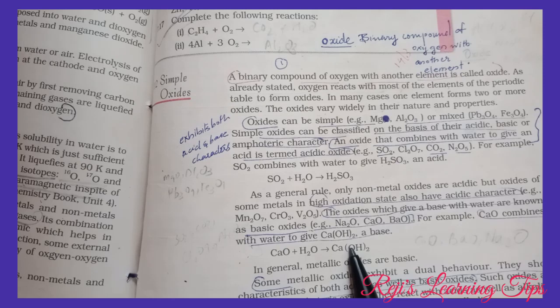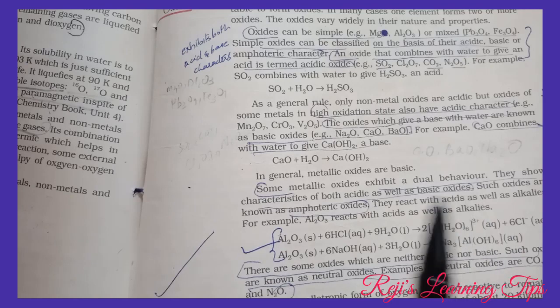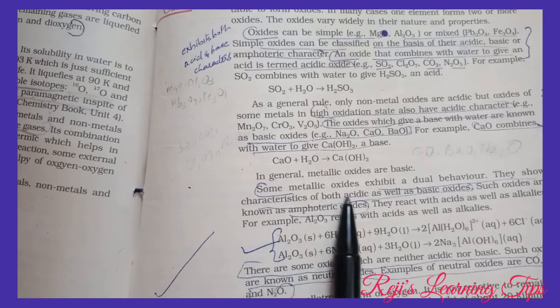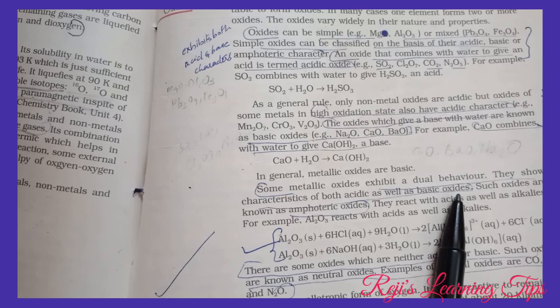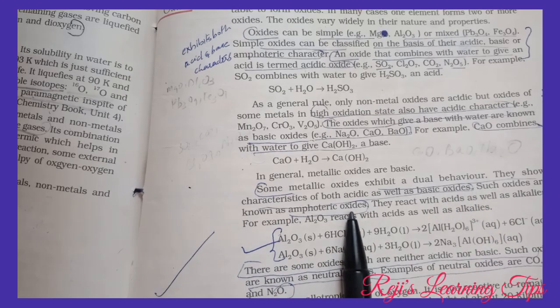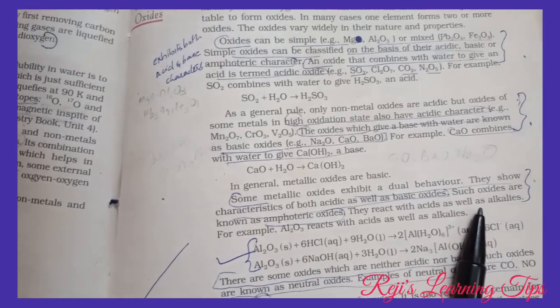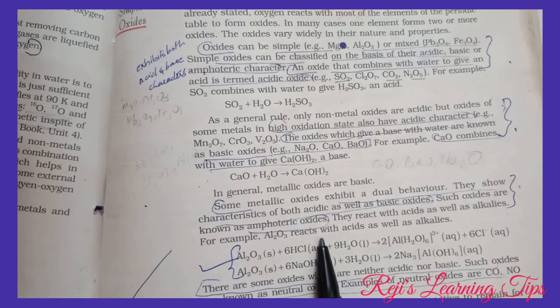So, simple oxides can be classified on the basis of their acidic, basic or amphoteric character. In general, metallic oxides are basic in nature. Some metallic oxides exhibit a dual behavior. They show characteristics of both acidic as well as basic oxides. Such oxides are known as amphoteric oxides. They react with acids as well as alkalis. Amphoteric oxides react with both acids and alkalis.